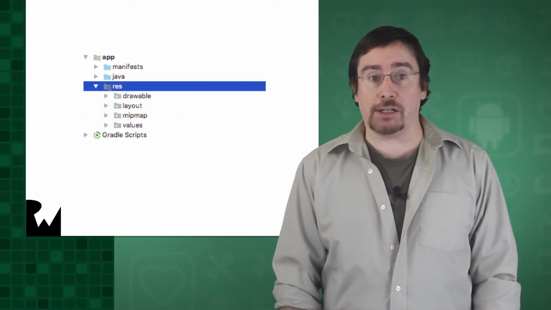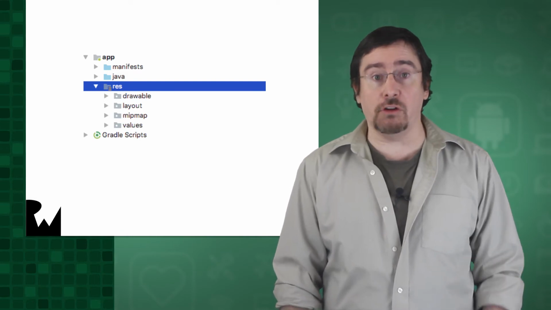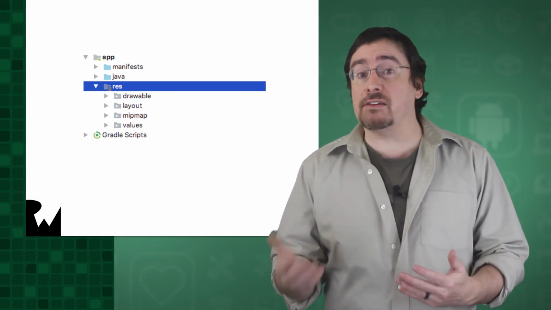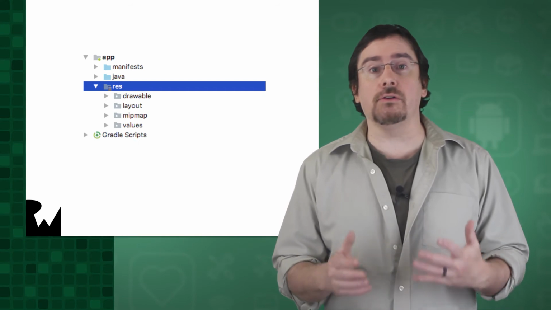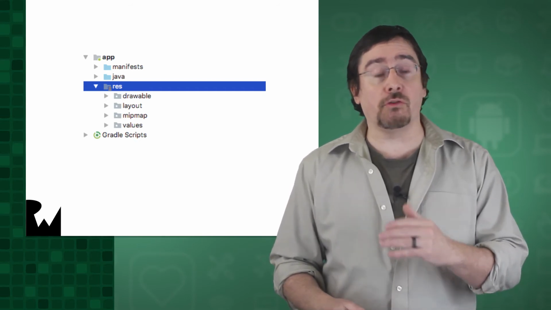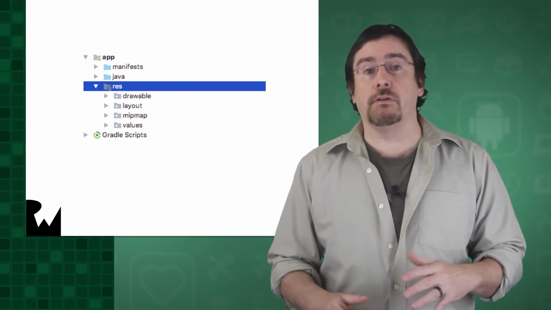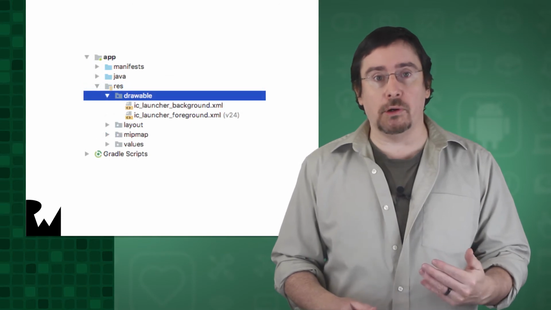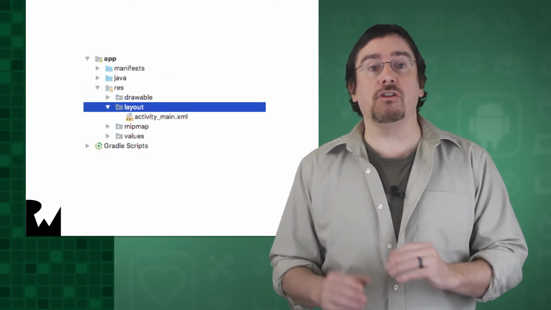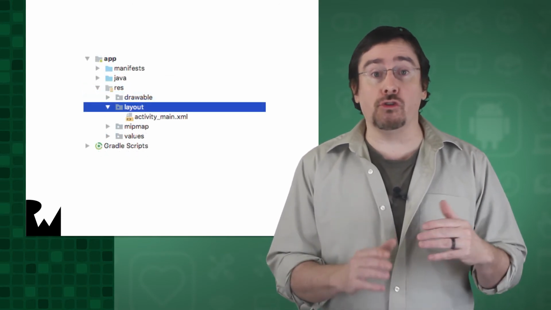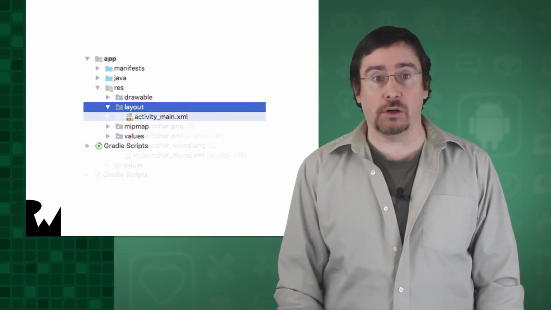The res directory is your resource directory for items such as images, XML layouts, styles, colors, etc. There are subdirectories for each type of resource. For instance, drawable is for images. Layout is where all your UI or user interface elements are stored.